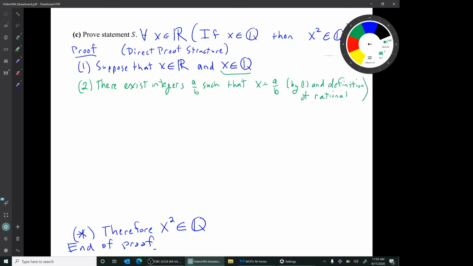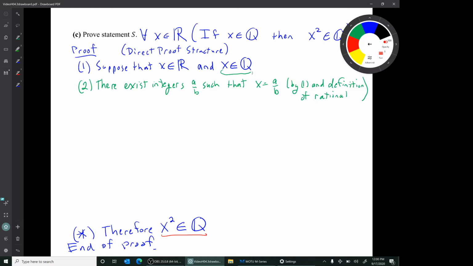So we have no choice. We have a defined term, so we have to follow that up with a statement that is the unpacking of that definition. Now let's look ahead to the end of the proof. The end of the proof has a defined expression as well. To say that x squared is an element of the rational numbers, that's a defined term. So we have no choice how we're going to have to get to this last statement.